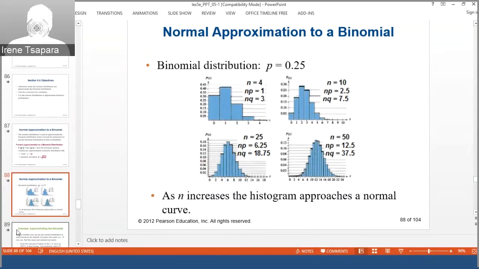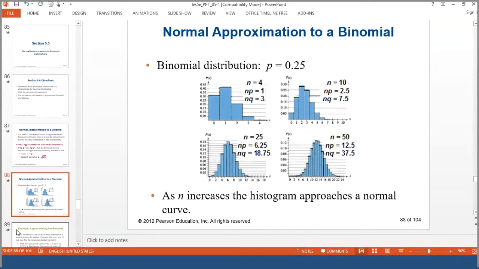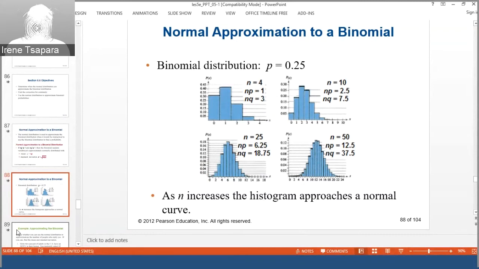So what do we see on our graph here? On the top, we have 4 trials, and the probability is 0.25 in each one of the cases. So with 4 trials, you see the histogram. It doesn't look like a normal distribution. It doesn't look like a bell-shaped histogram.